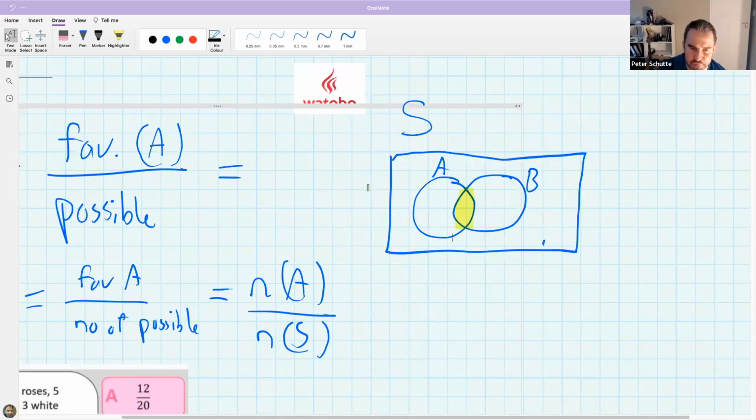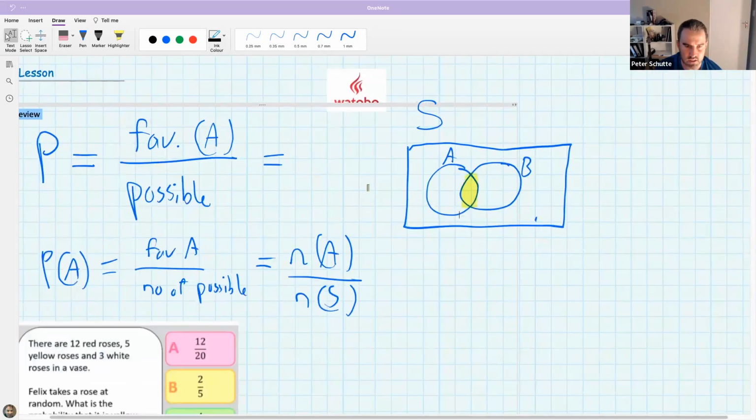Give me a thumbs up if those ideas look familiar to you. Give me a thumbs down if those ideas look unfamiliar to you.